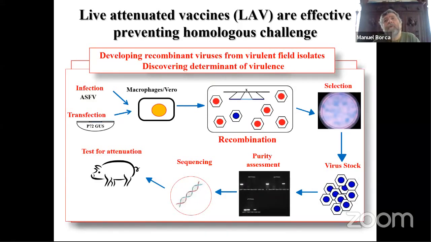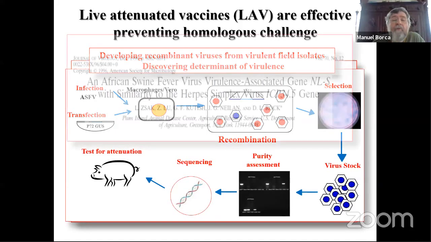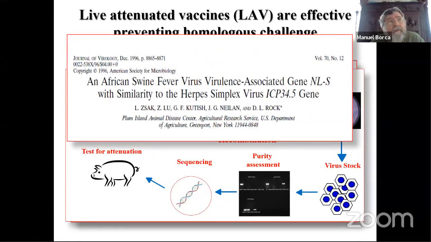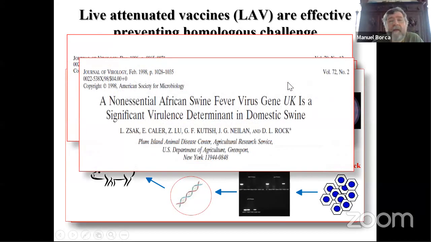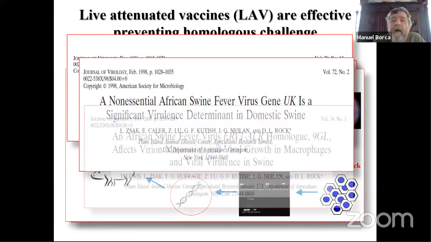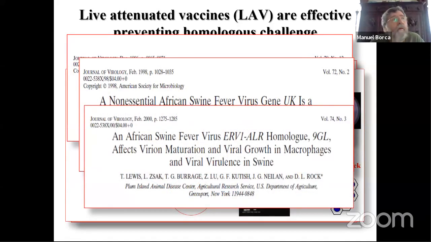Well, because it was the only way to really study the contribution of a particular gene to the process of producing the disease in the natural host. By doing so, for the first time, it was possible to identify genes that are important in virulence, in the process of producing the disease. Three genes were identified as such: NL in the Spanish isolate, UK also in the same Spanish isolate, I think there was C70, and the 9GL gene in the Malawi isolate.